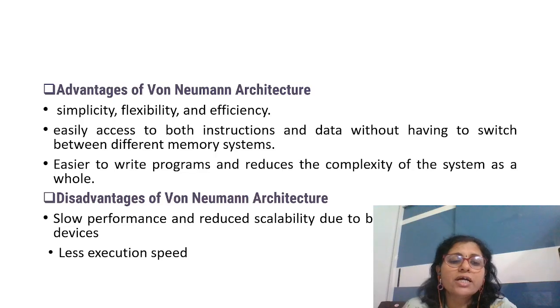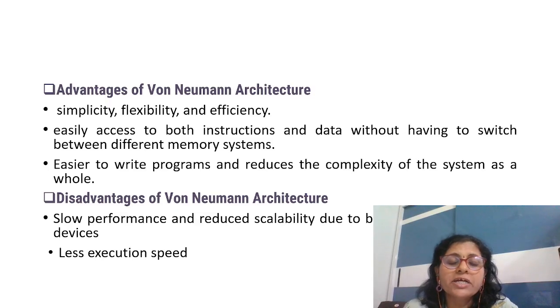Now the disadvantages of this architecture. One of the important disadvantages is slow performance. In the case of Harvard architecture, there are two separate buses, so instruction and data can be read simultaneously. Because of that, it is much faster as compared to Von-neumann. In Von-neumann architecture, either I can read data or instruction. This can cause a bottleneck and may reduce the performance, slowing it down. Also, it is less scalable.